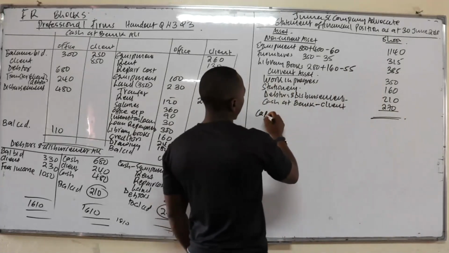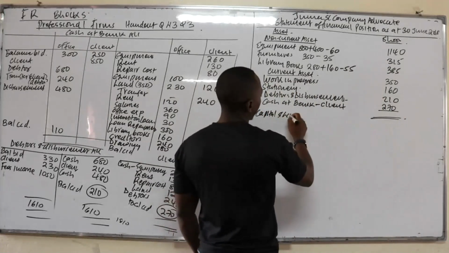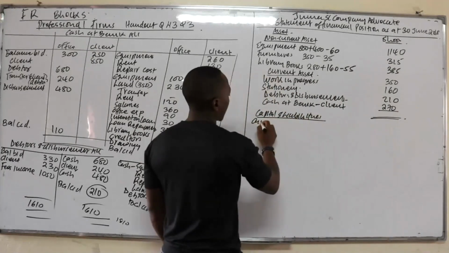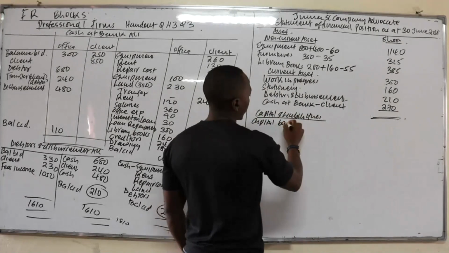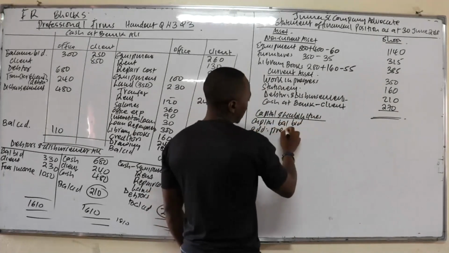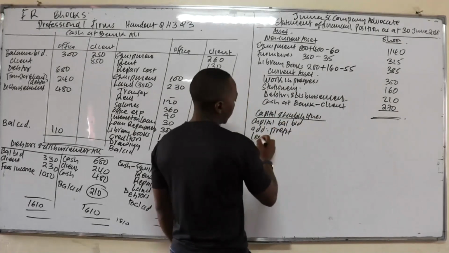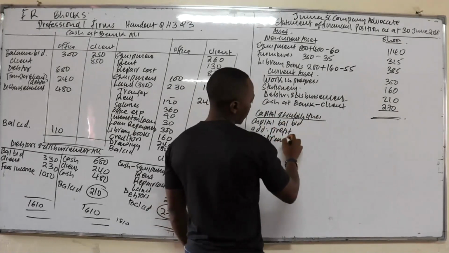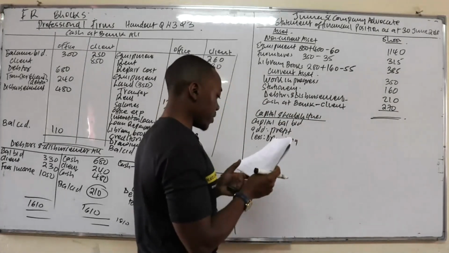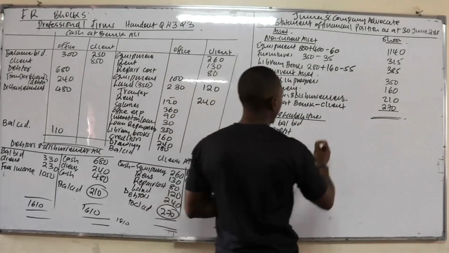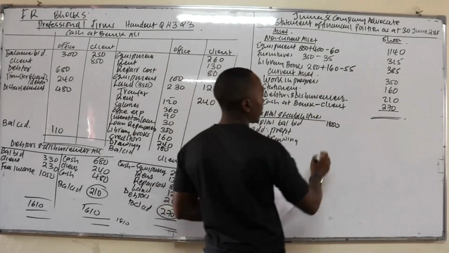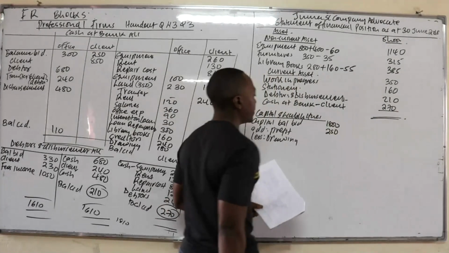Then we go to capital and liabilities. To the capital and liabilities, you take capital balance brought down. Then you add the profit and you deduct drawings. So they had a capital of how much? So the capital was 1,800. Then you add the profit for the year. During the year, they made a profit of 250.